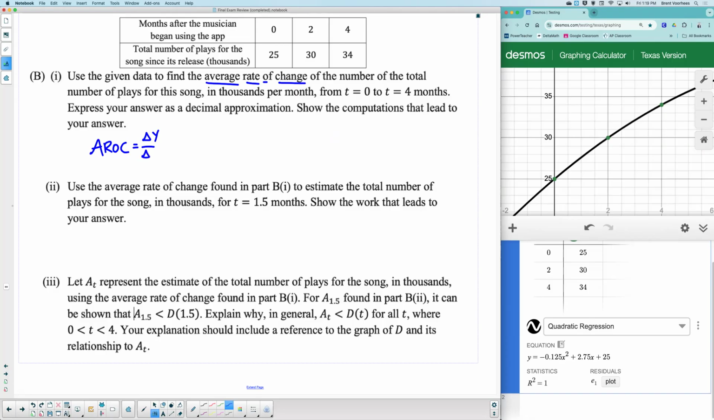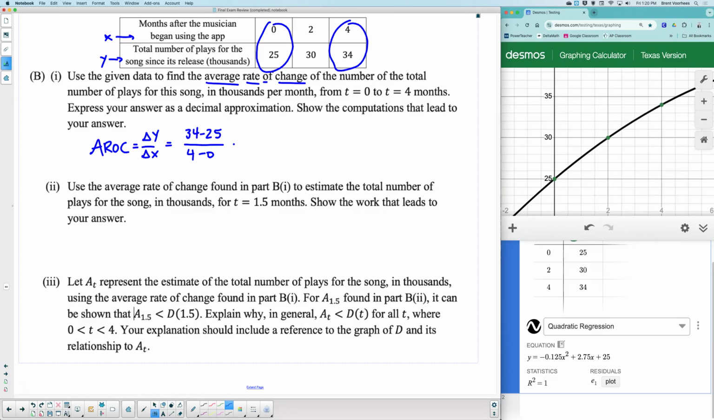Here's how so many students get thrown off though. On this table, the X values are up top and the Y values are below. Notice what's the order here? X is on top of Y, but that's not how AROC is. AROC is not X on top of Y, it's Y on top of X. So you need to make sure you invert this. We're looking for 0 to 4. So this is like X1, X2, so it's going to be 4 minus 0. So we're using these points right here, here and there. So if it's 4 minus 0, what goes in the numerator?